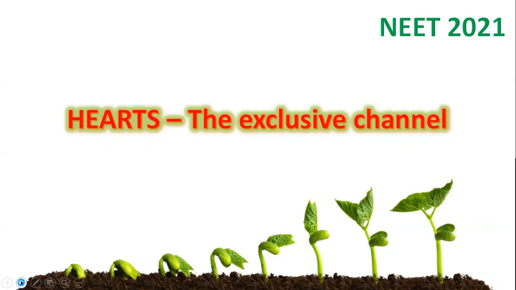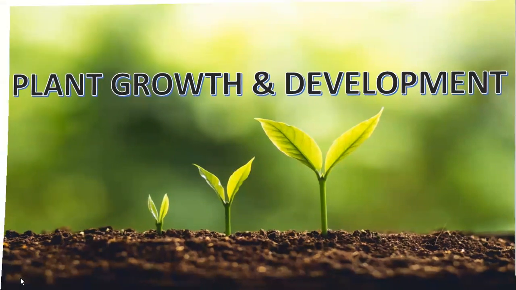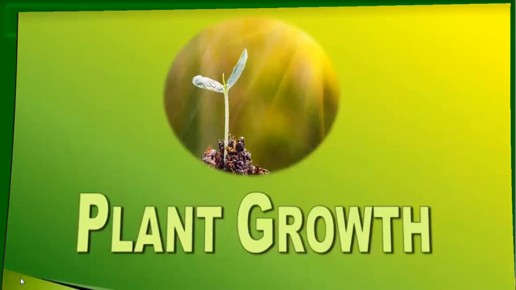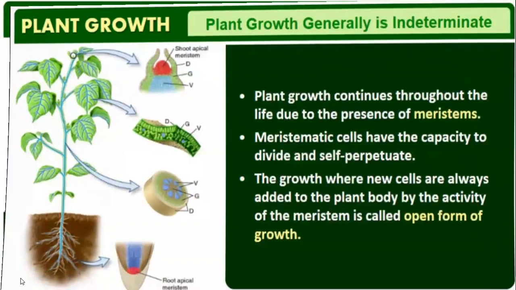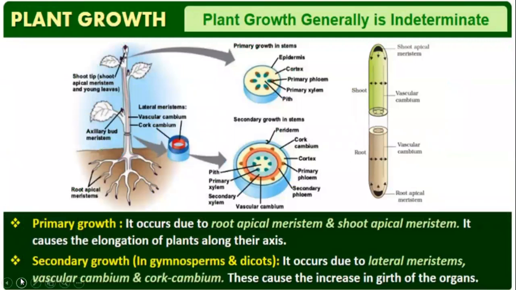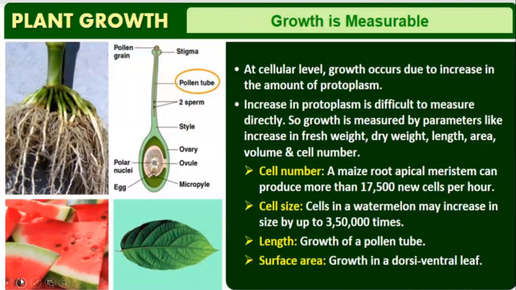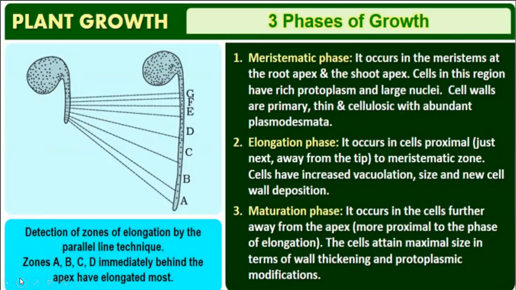Super awesome lecture on plant growth and development, which is very easy, but questions coming from this chapter are very tricky. We discussed in our last class the introductory part: what we mean by growth, the different types of meristems, the definition of growth, how we can measure growth, the different types of tissues, and a small component about the anatomy of flowering plants. Then, in today's class, we'll be discussing all about the phases of growth.